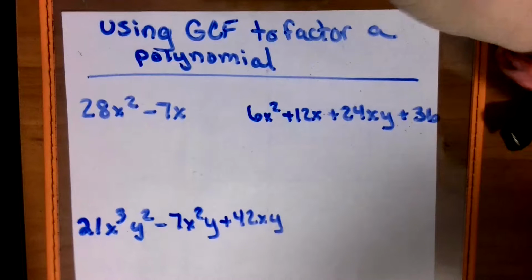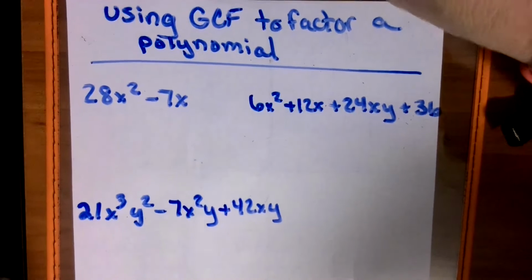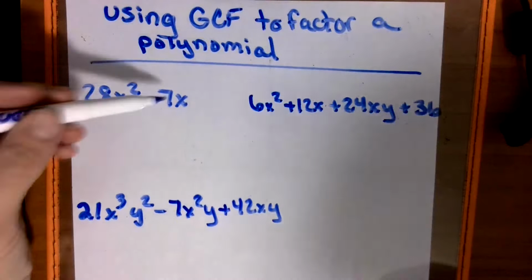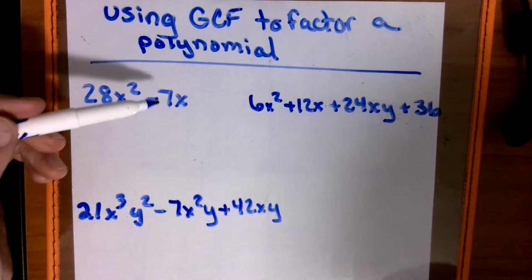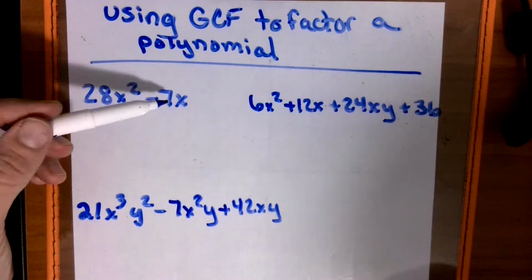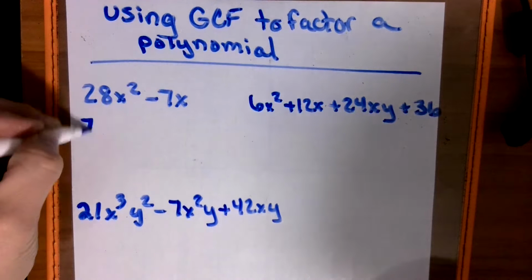All right, we're going to use greatest common factor today to factor a polynomial. So we have to look and see if there's a number that they have in common. So we look for the greatest common factor if we can see it. Like 7 is a 7 and a 1, and this is 7 and a 4, so 7's our biggest, so we can take out a 7.